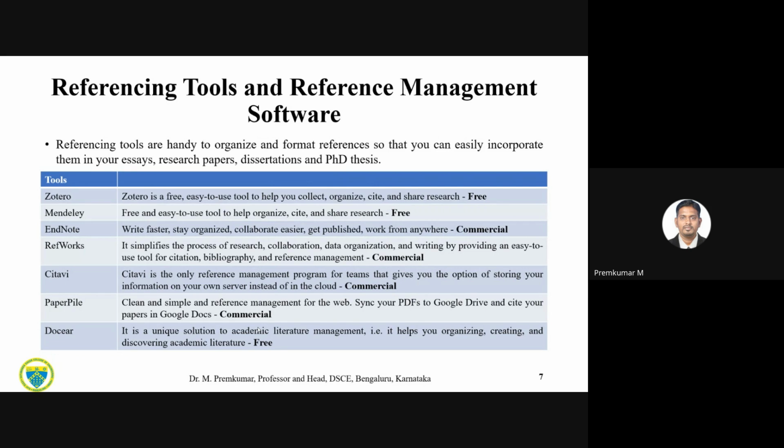But my focus is on another free version that is called Mendeley. Mendeley is the free version, and it is given by Elsevier. Elsevier is the one that introduced it, and it is very easy to use. You can organize, cite, and share research, and it is free of cost. It's a simple and very effective tool. Even till today I'm using this Mendeley tool.